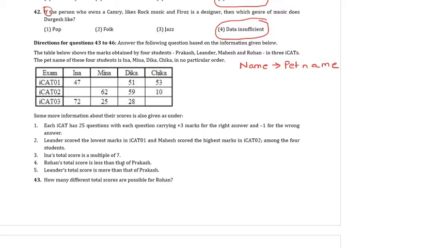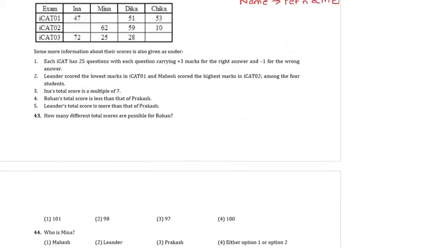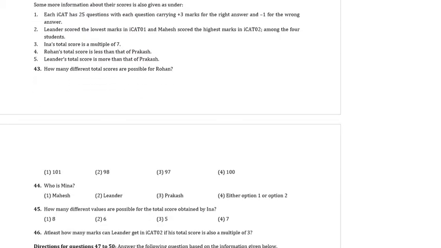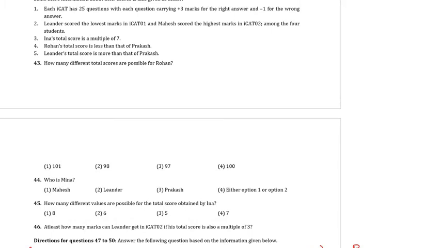Leander's total score more than Prakash. So start filling in those clues. You'll have to do a little bit of permutations here, but you will arrive at the values for all. Here it is again crucial to look at the questions. How many different total scores are possible for Rohan? Who is Meena? Different possible scores for Ina. And how many marks can Leander get in iCAT2 if his total score is also a multiple of 3? So here all these questions involve some amount of cases to be done, but this is still a fairly doable question as far as the exam is concerned.